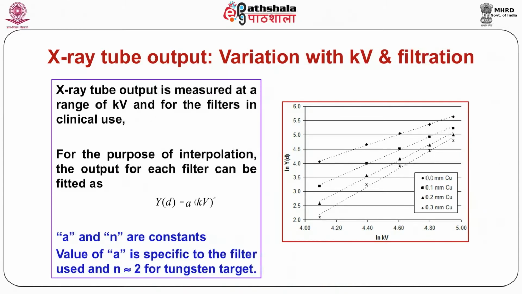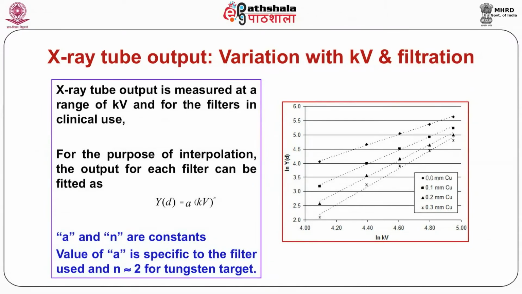In general, X-ray tube output is measured at a range of tube voltages and for the filters in clinical use. For the purpose of interpolation, the output for each filter can be fitted as YD, that is X-ray output, is equal to A into kV to the power n, where A and n are constants.